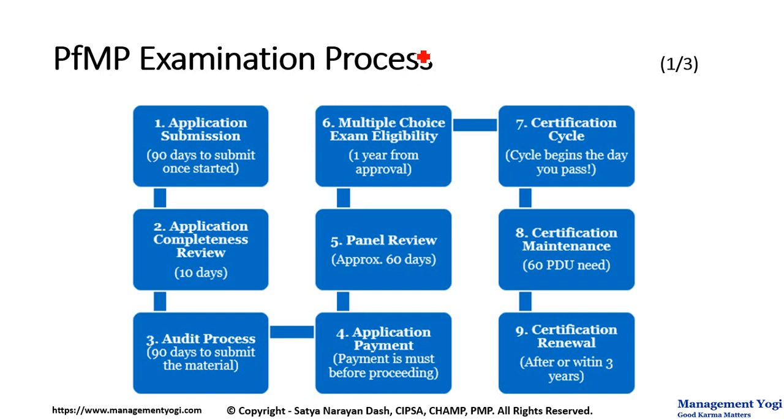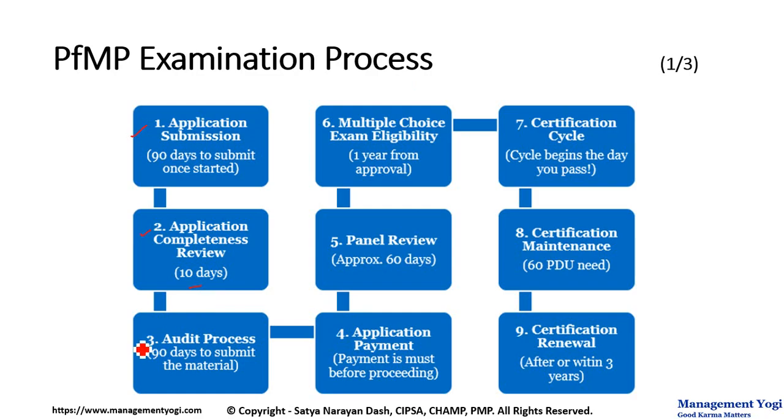PfMP examination process. These are the steps involved when you go for the PfMP exam. First is application submission. Once you open the application in the online portal of PMI, you have 90 days to submit the application. Next, after you have submitted, the application completeness review will happen. It typically takes around 5 to 10 business days.